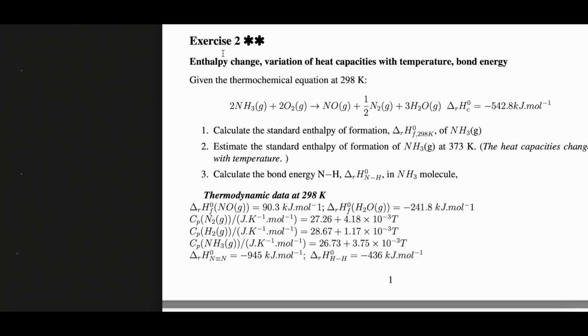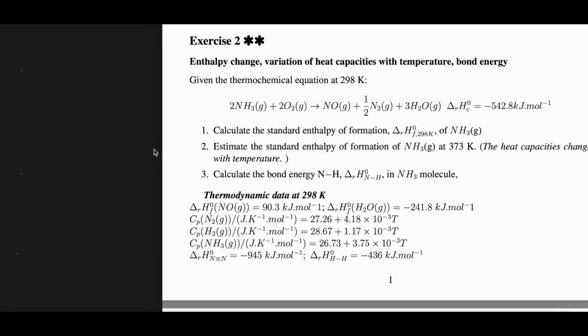Exercise 2 from worksheet 4. Here we have an equation as follows. It is the combustion of NH3 in gaseous state, and we are asked to calculate the standard enthalpy of formation of NH3. And then we'll calculate the standard enthalpy of formation but at different temperature. And the third question concerns the calculation of the bond energy in this molecule.